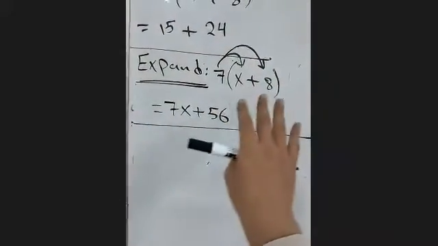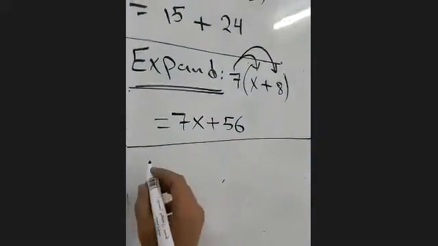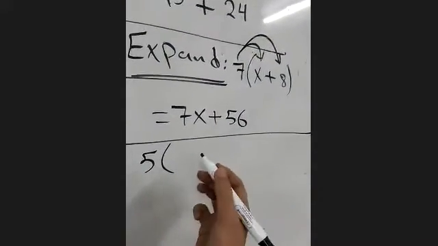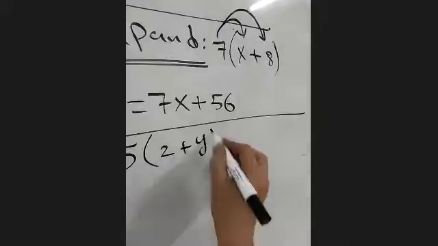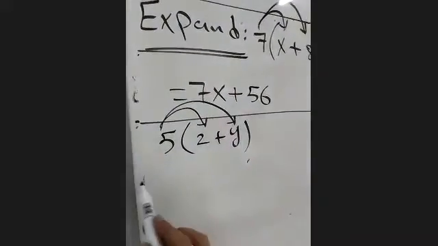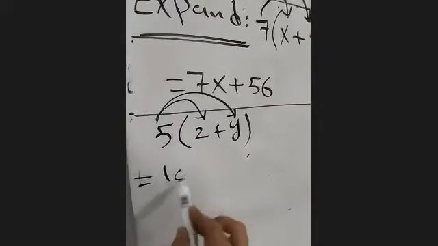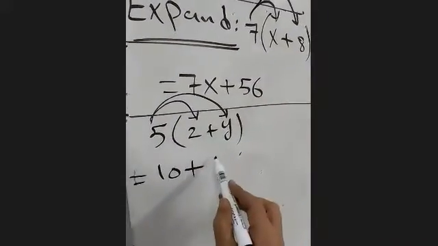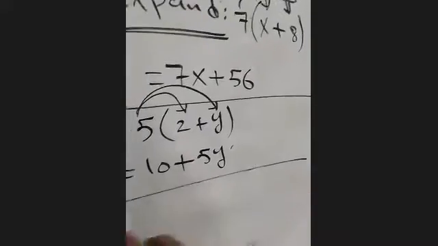This is the first idea, the expanding. How we multiply a number like 5 with an algebraic expression, 2 plus y, for example. We distribute the 5 on 2 and the y. It will be 5 multiply 2, 10, plus 5 multiply y, 5y. This is the first idea.